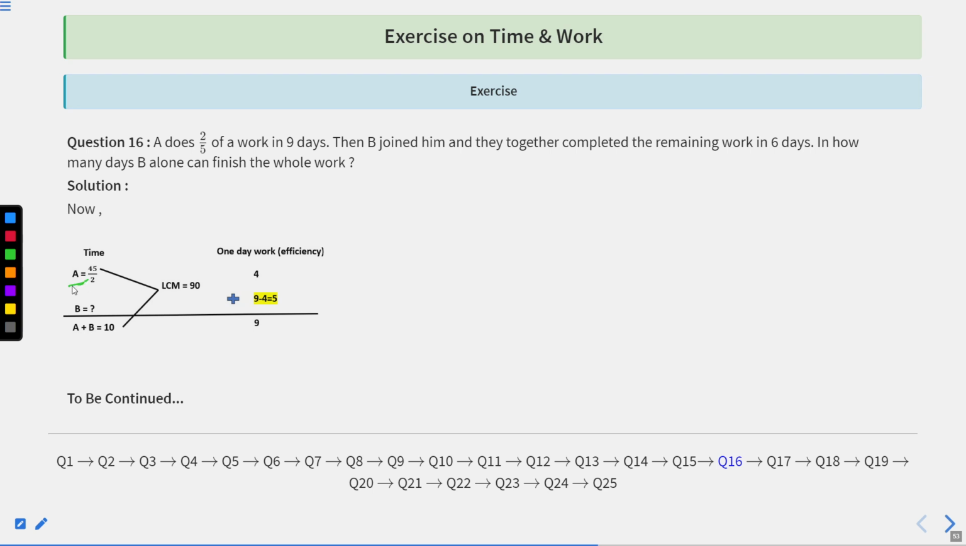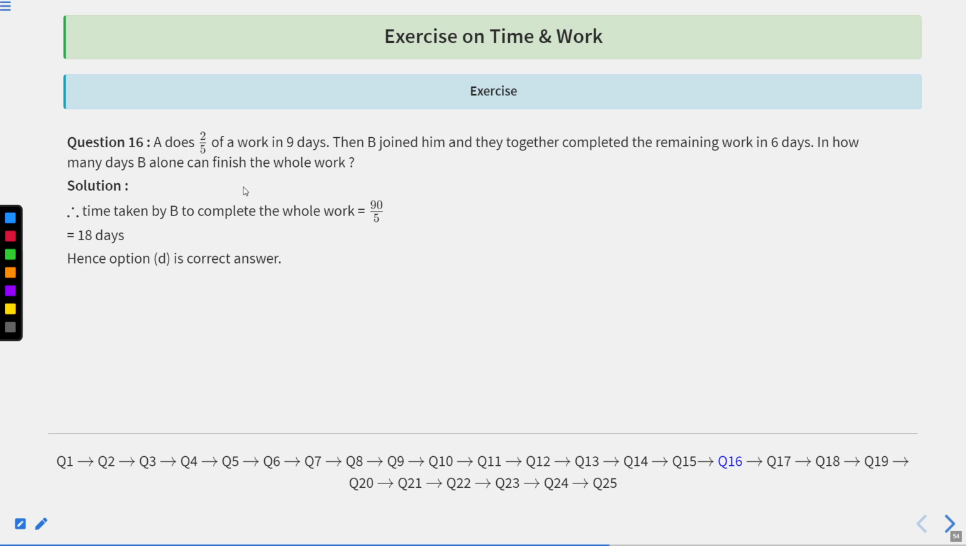So A is equal to 45 upon 2 and A plus B combined is equal to 10. So the LCM is 90. 1 day work efficiency of A is 4 and combined is 9. So B will be 5. Therefore, the time taken by B to complete the whole work is 90 upon 5, that is 18 days. So the correct option here is option D.